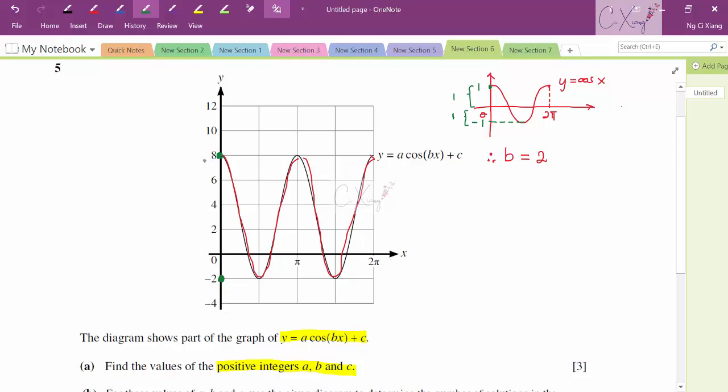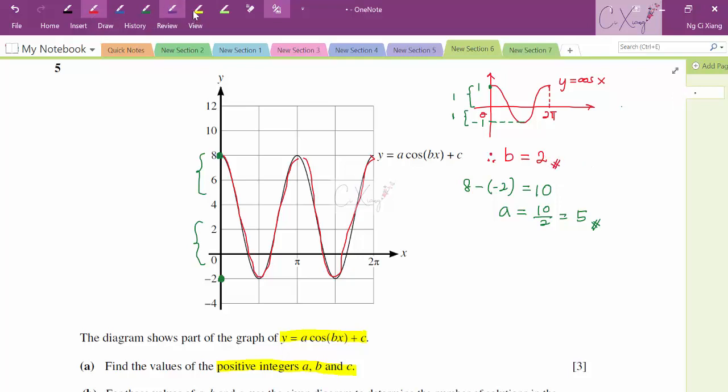If I want to know the amplitude of the graph for this part, generally what we need to do is take the maximum y, 8, minus the minimum y, and we get 10. So we divide the 10 units into half. That means there are 5 units above and also 5 units below the center line. Therefore, a is equal to 10 divided by 2, which is 5. So a is actually the amplitude of the graph.